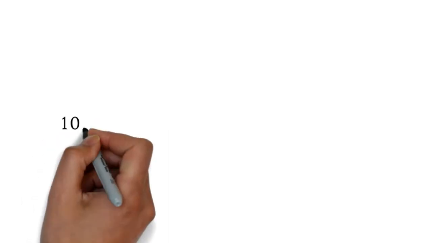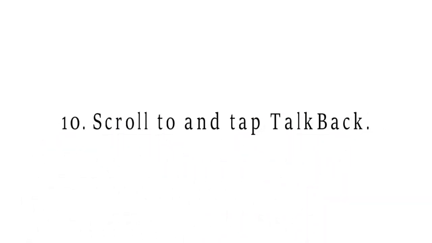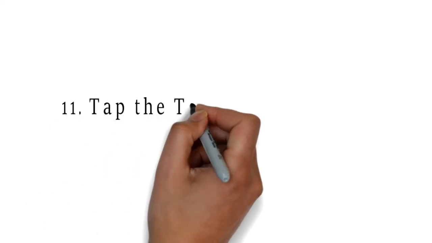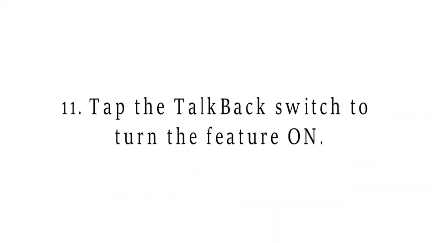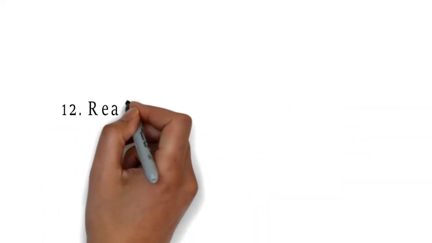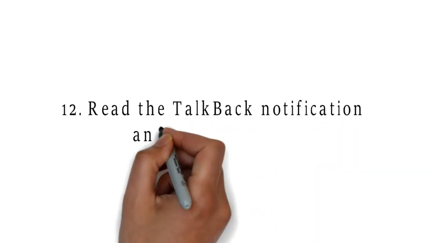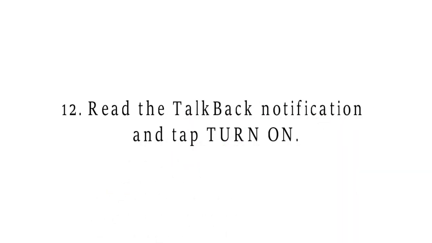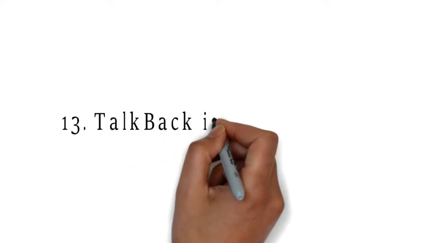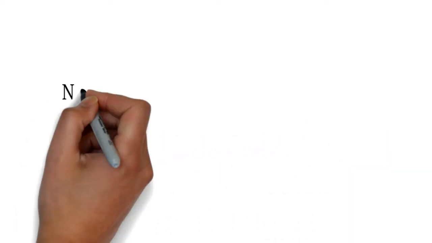9. Scroll to and tap accessibility. 10. Scroll to and tap TalkBack. 11. Tap the TalkBack switch to turn the feature on. 12. Read the TalkBack notification and tap turn on. 13. TalkBack is now enabled.